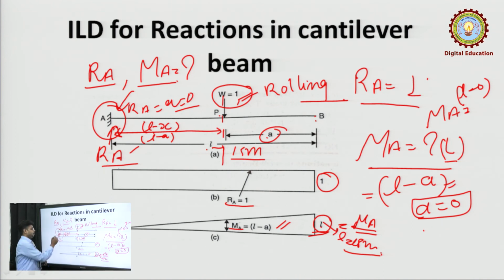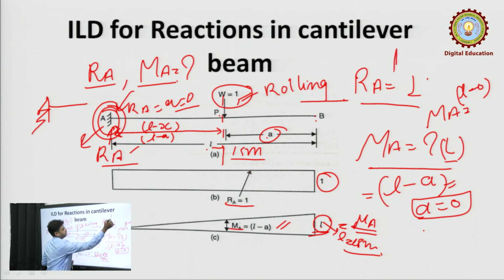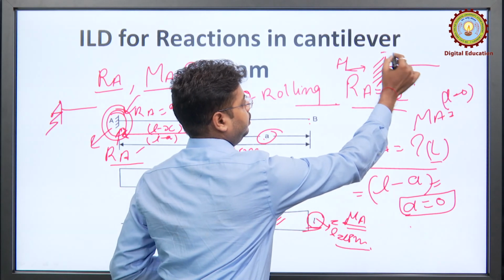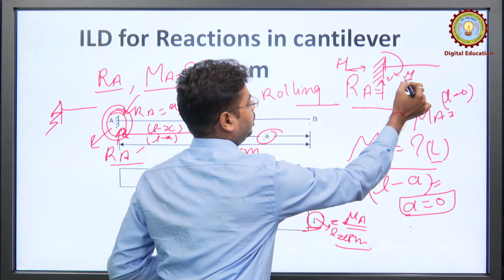And we know that the moment at the fixed point, this is the fixed support. What is the fixed support? Fixed support is here. If we are given a fixed support, how many reactions are there? The reactions are the horizontal reaction, the vertical reaction, and the moment.